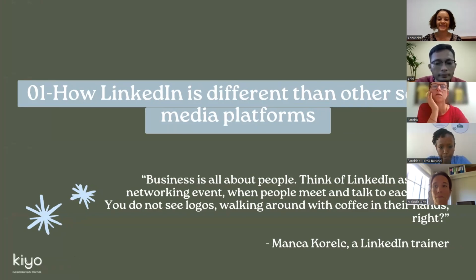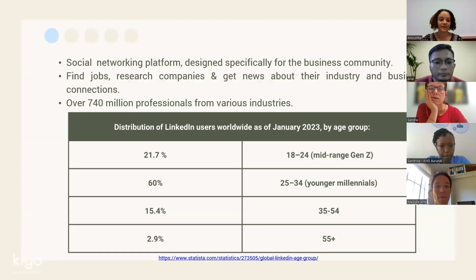So first part, how is LinkedIn different than other social media platforms? So first of all, when LinkedIn was launched, it was also a place for recruiters to list jobs, for people to put their resumes online. So it was primarily used for finding people jobs via these connections. But since then, LinkedIn has also evolved into becoming a social media network platform. So it's designed specifically for the business community.